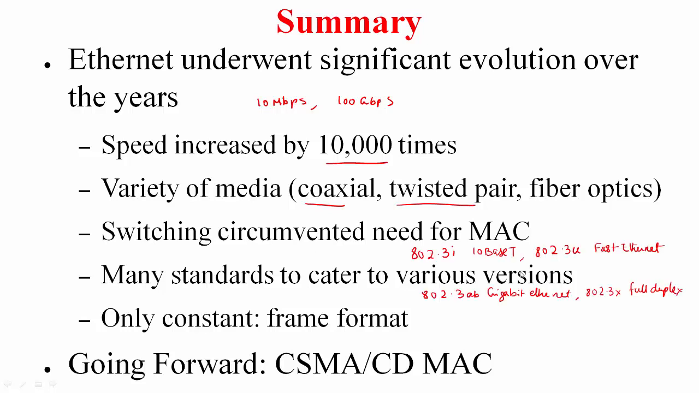So there are many standards that cater to the various versions of Ethernet. For example, 802.3i is the 10BASE-T standard, 802.3u is the fast Ethernet standard, 802.3ab is the gigabit Ethernet standard, 802.3x is the full duplex standard. If you look up in Wikipedia the number of standards the 802.3 family has, you'll be amazed by the range. The only thing that has remained constant in the evolution of Ethernet is the frame format.